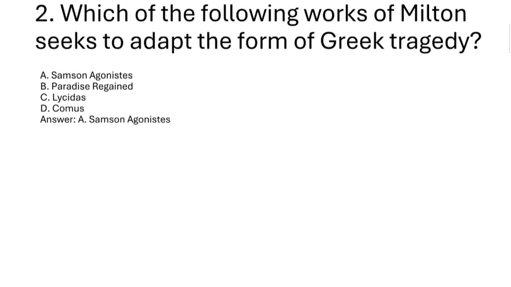Option B. Paradise Regained. Paradise Regained is a poetic epic, but it is not a Greek tragedy. It deals with the temptation of Christ and his triumph over Satan. It is a spiritual journey rather than a tragic narrative. Option C. Lycidas. Lycidas is a pastoral elegy, not a Greek tragedy. It is a poem written in memory of Milton's friend Edward King and reflects on themes of death and immortality. Option D. Comus. Comus is a masque, not a tragedy. It combines elements of pastoral drama and myth, focusing on virtue and temptation. It is more of a court entertainment than a tragic work.